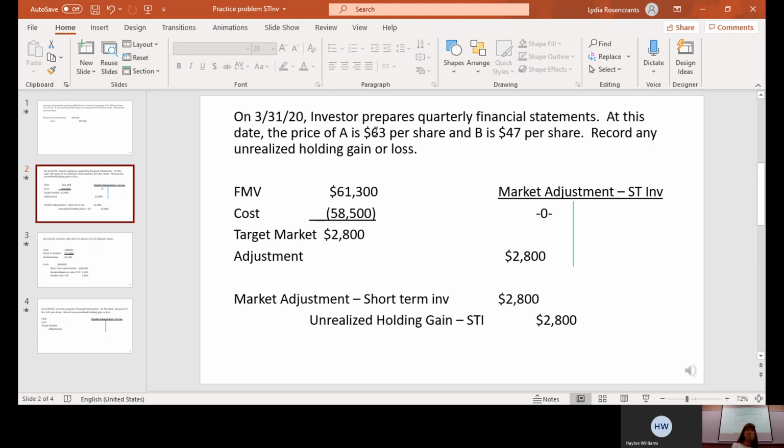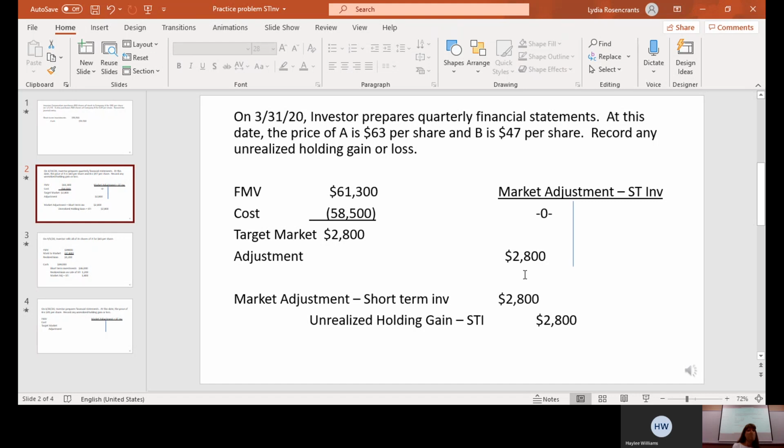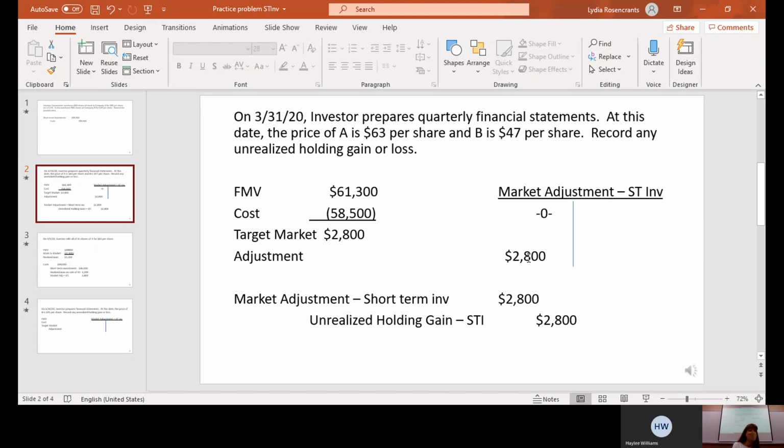Exactly. So it was selling for 63, and originally they purchased it at 60. So that's a $3 gain basically, and they had 600 shares. So 1,800 of this 2,800 was A, and 1,000 of it was B. Okay. So since the 1,800 relates to A, I need to get it out of there. So all that'll be left in this market adjustment account will be the 1,000 relating to B.